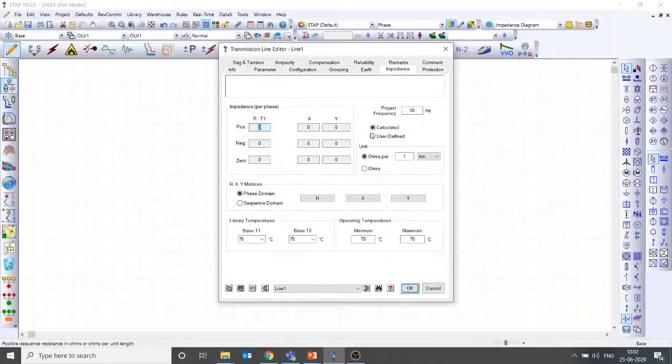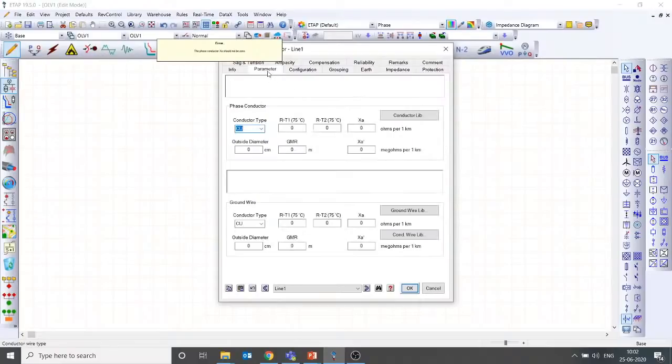There are two ways of doing it. If I know the parameters, I can straight away enter them by clicking user defined, and give the resistance at temperature T1, the resistance at temperature T2, the reactance value, and the susceptance value. That's one way of doing it, if I know these parameters. If I do not know the transmission line resistance, reactance, and capacitance, then I have an option to calculate it.